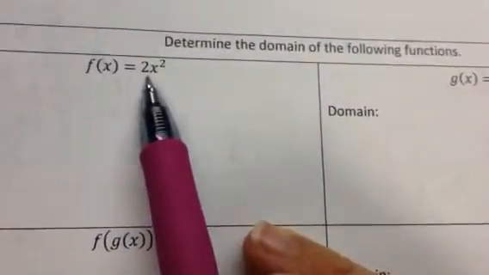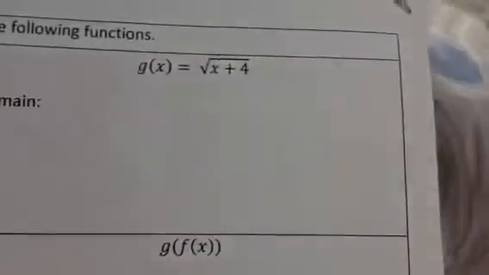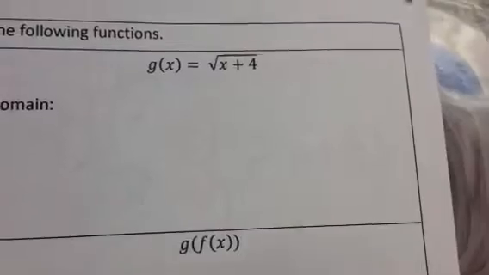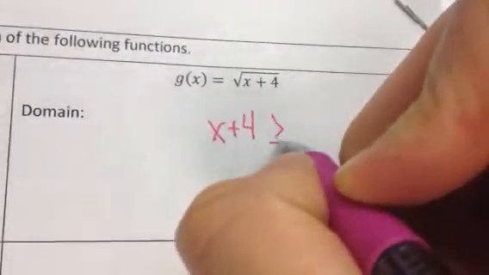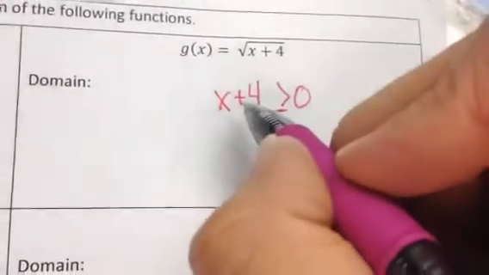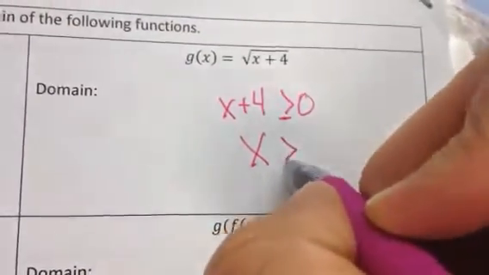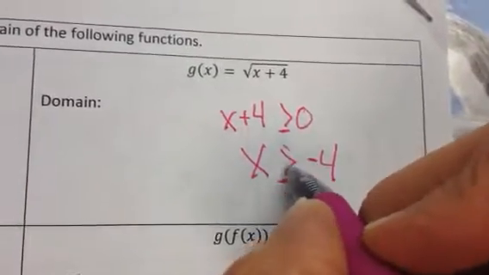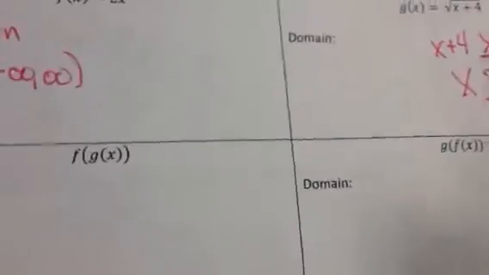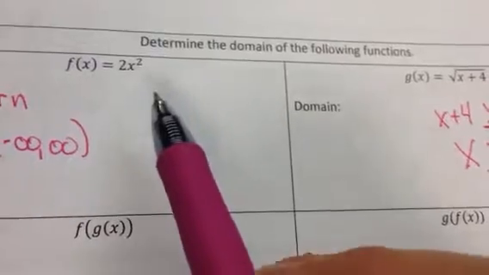There's no denominator or even radicals, so this domain is all real numbers, or you could write it as negative infinity to infinity. On this problem, we have x inside the even radical, so I want to take what's inside the radical and do this. Once I get x by itself by subtracting 4, the smallest value I'd ever put in a t-chart is -4. I would pick greater than -4.